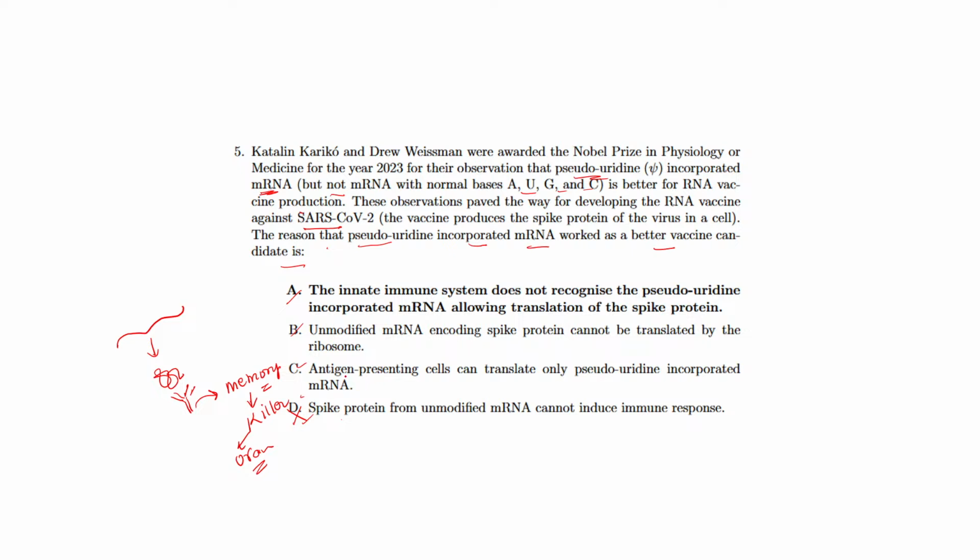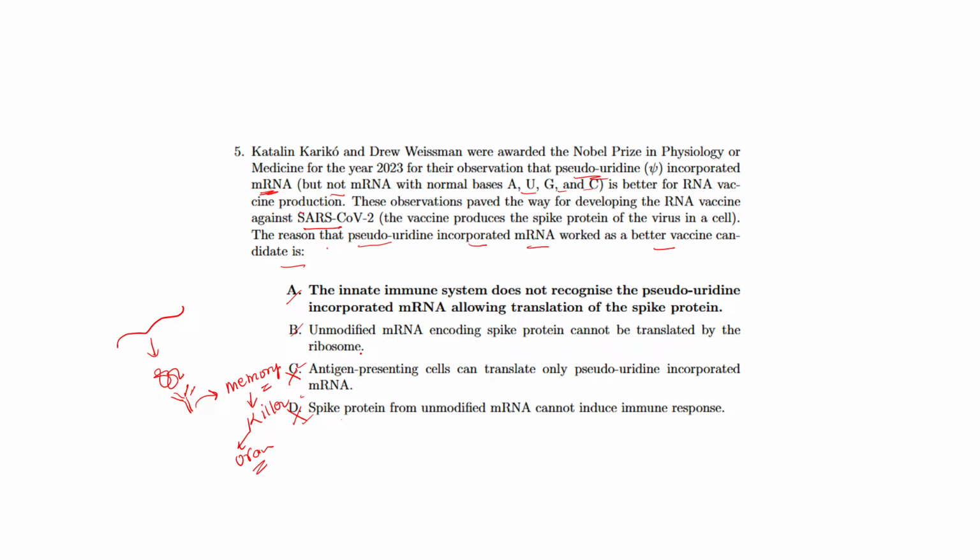No, it's not like that. Antigen presenting cells can translate mRNA with normal bases also. So this option also gets wrong. The second option tells that the unmodified mRNA encoding spike protein cannot be translated by the ribosome.